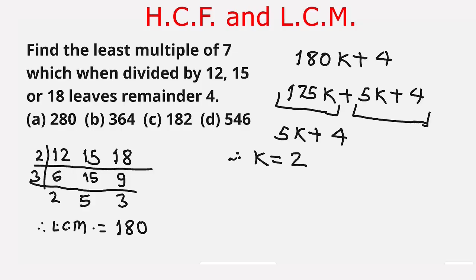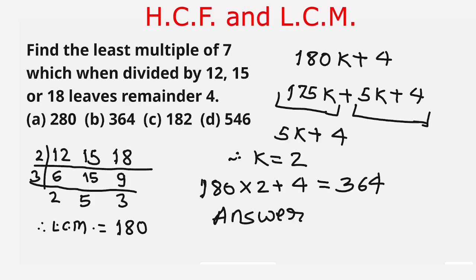divisible by 7. Now we put the value of k equal to 2 in 180k plus 4. So 180 multiplied by 2 plus 4 is equal to 180 times 2 is 360 plus 4 is 364. And this is our answer. And from the given options, our answer is option B, 364.